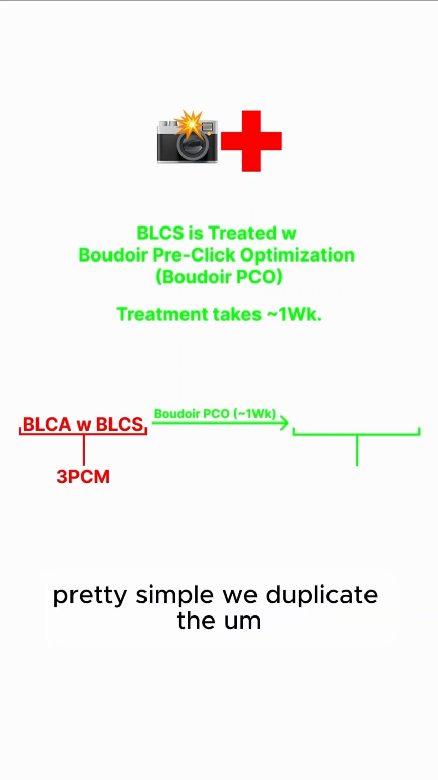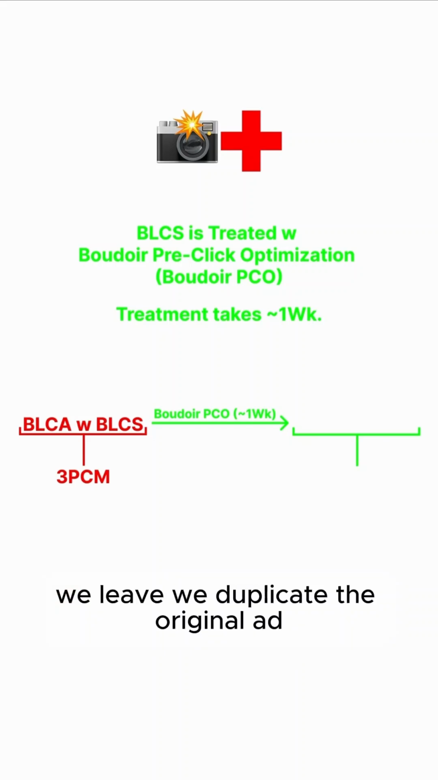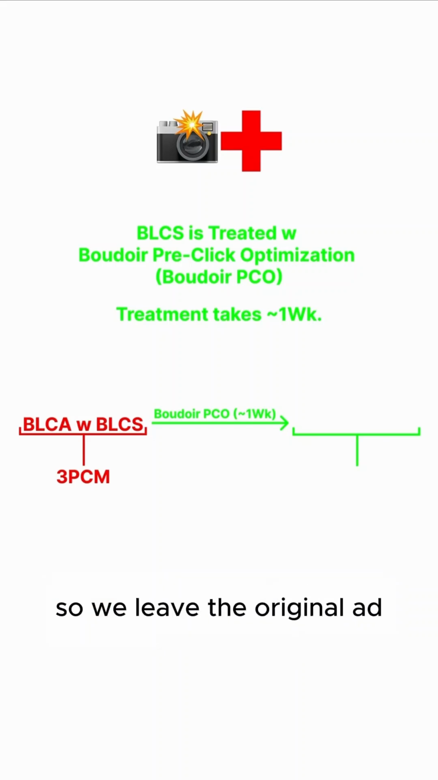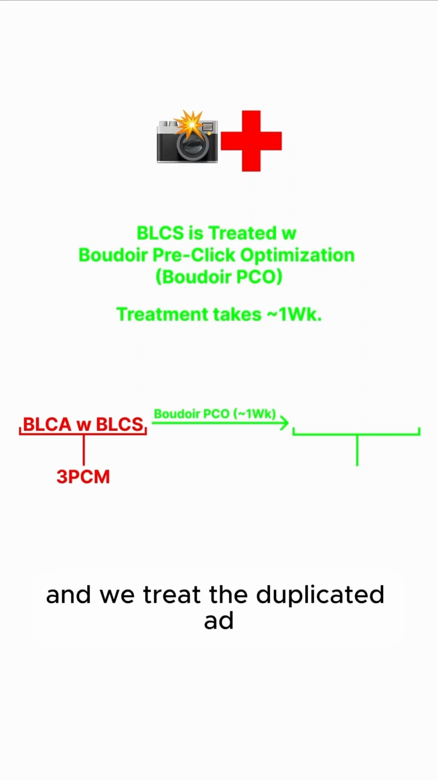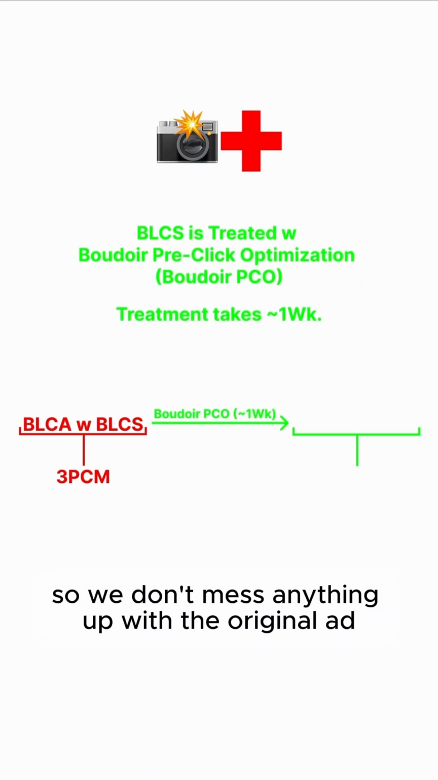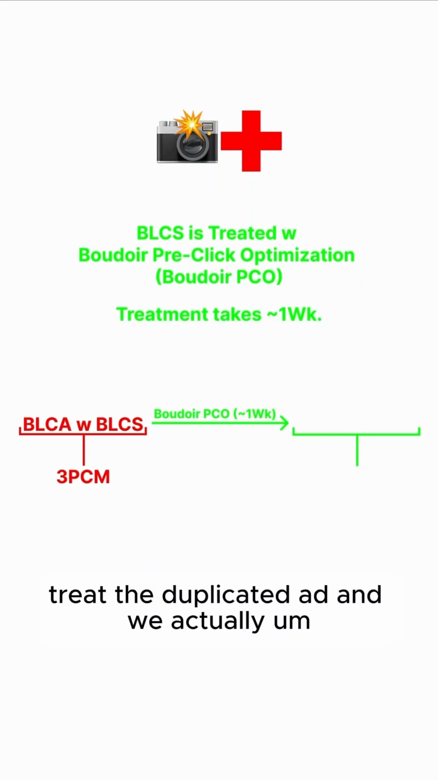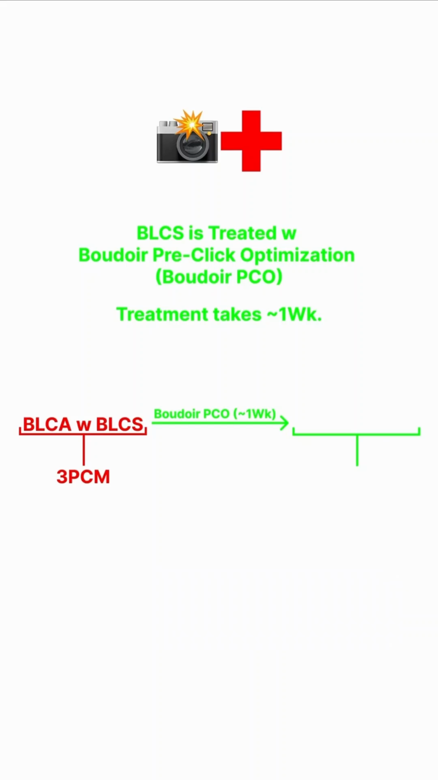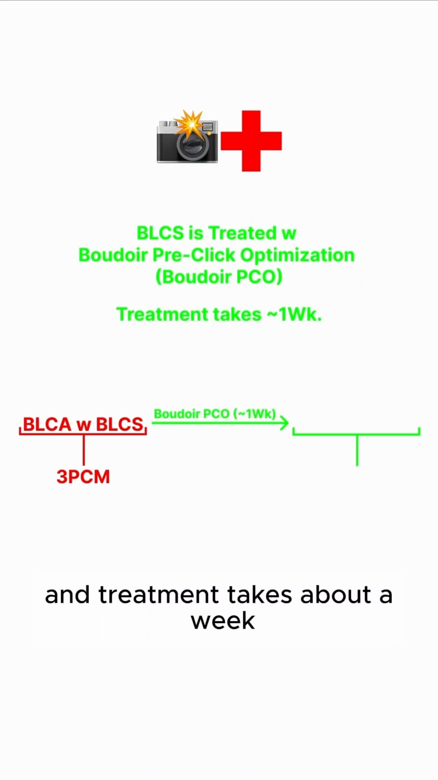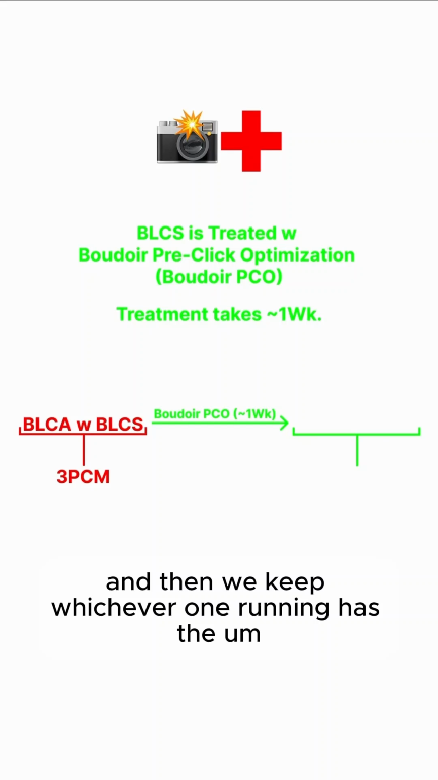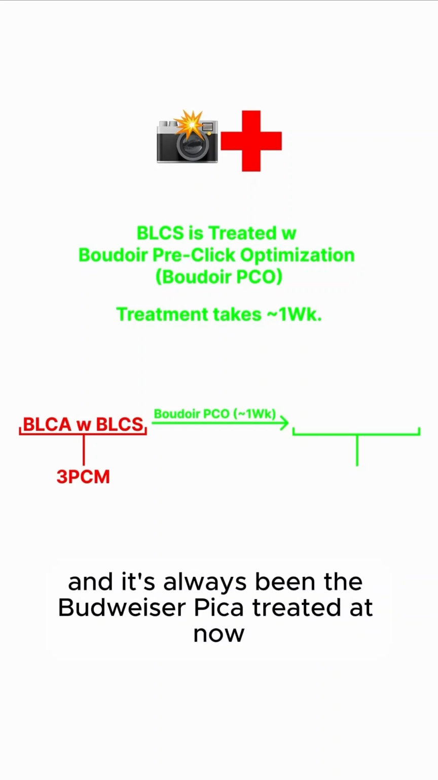Pretty simple. We duplicate the original ad, so we leave the original ad and we treat the duplicated ad. So we don't mess anything up with the original ad. We treat the duplicated ad, and treatment takes about a week. And then we keep whichever one running has the best metrics, and it's always been the Boudoir Pico treated ad.